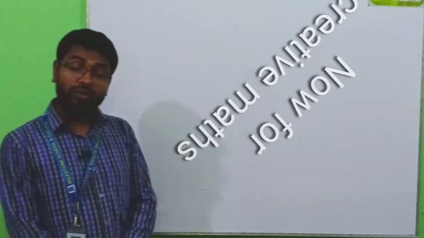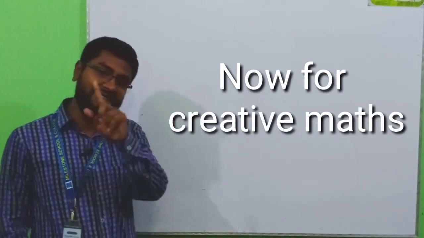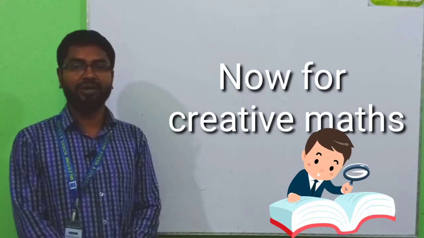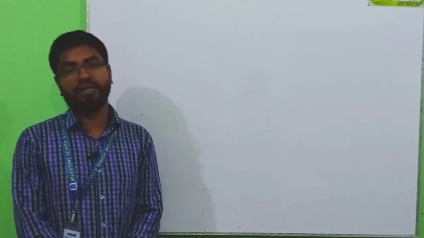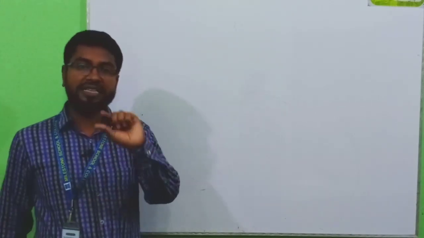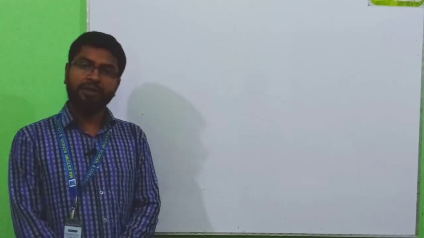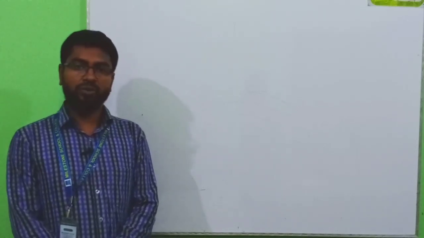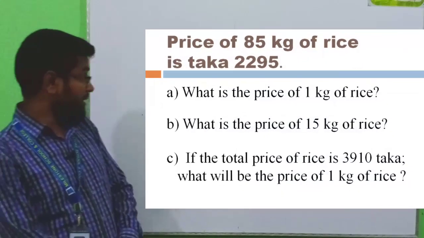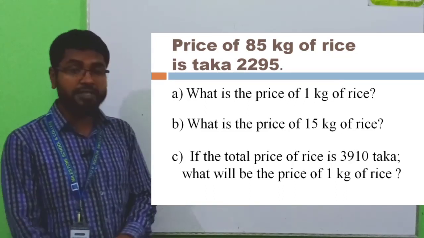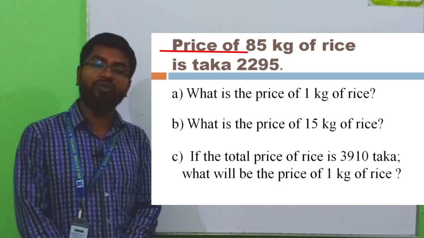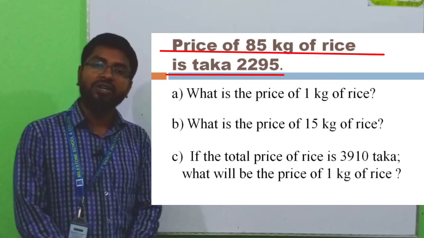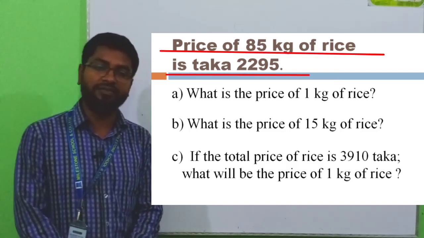See, now we will solve creative math. In creative math, for solving it, we must read the creative math carefully, especially its stem, then the question. So see this creative math. The stem is: the price of 85 kg of rice is 2295 taka.